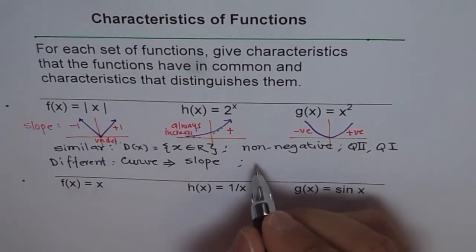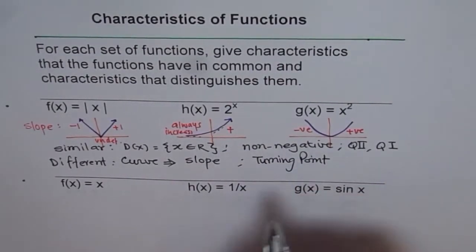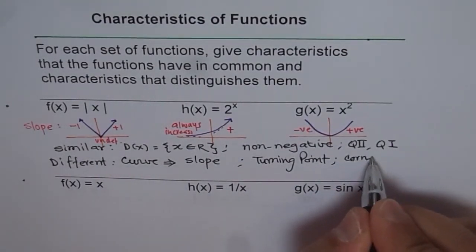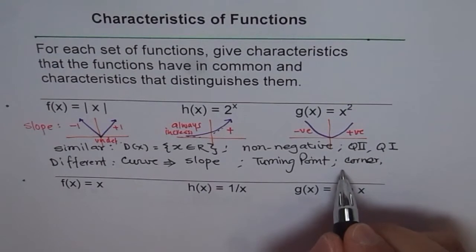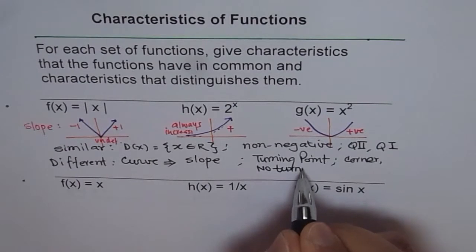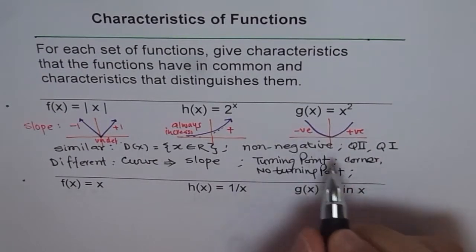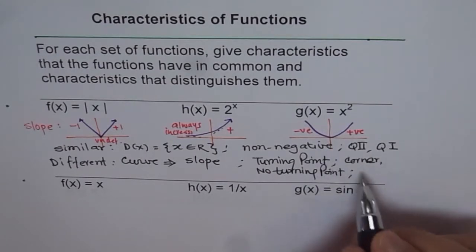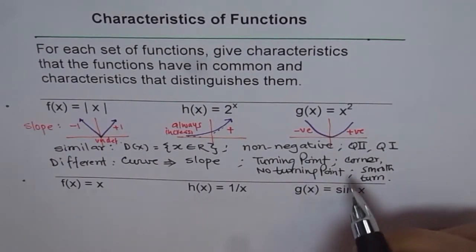And the second is turning point. If you see, here we have a corner, right? So in the first case, we have a corner. In the second case, there is no turning point, right? It does not have any turning point. And in the third case, it is a smooth turning. Do you see? Not a corner. So it's a smooth curve. Not a corner. It makes a difference.